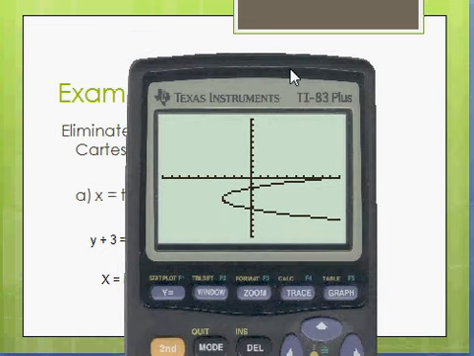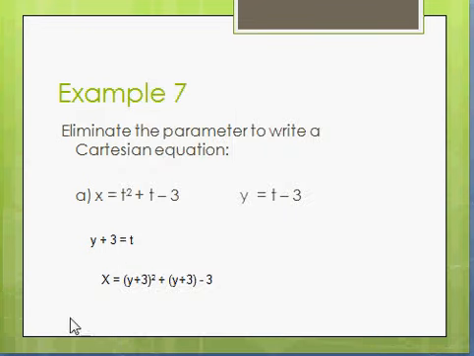We see it's not a function of x. It is, however, y as a function, or x as a function of y turned on its side, and it's a parametric function. Okay, we have a couple more examples.